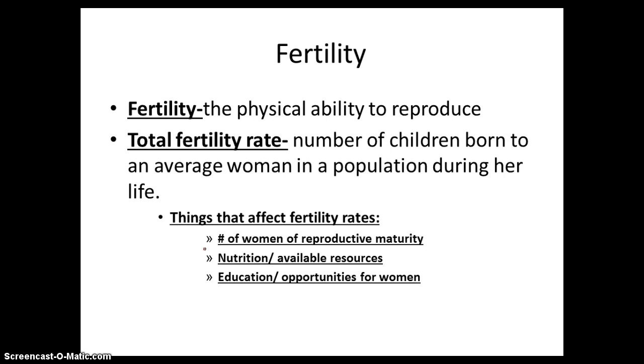And then lastly is education and opportunities for women. And so what we see in an area is that as women have access to things like education and careers, fertility rates actually go down. It's not that education and jobs for women make them any less physically able to have kids, but those kinds of opportunities influence their choice to have kids. And so those do affect fertility rates in an area.